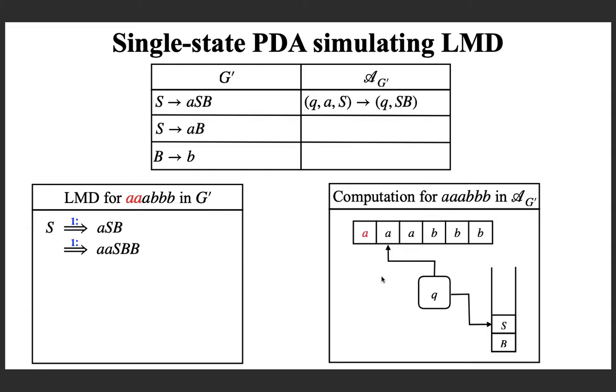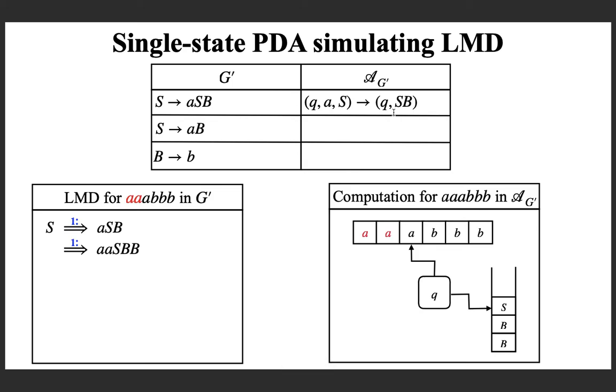And now, I already have a transition defined for the production number 1 which I applied. What is it? This is the transition. Apply it. What will happen? Read head will move to the right. This capital S is going to be replaced with capital SB. So, this is what is happening.